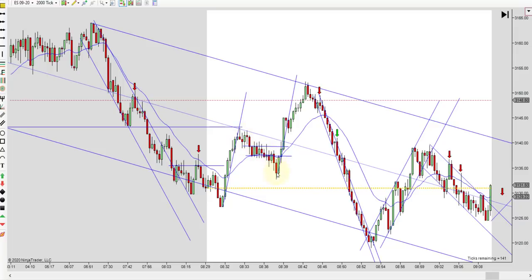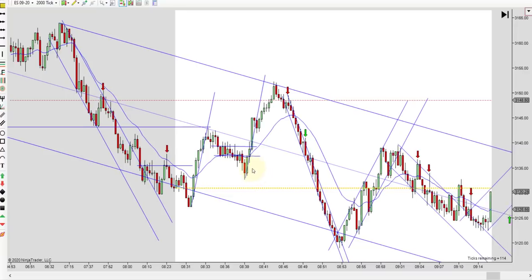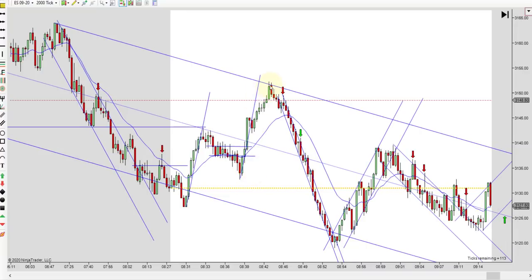Then it drops out of this little congestive area and reverses. But you don't get a setup there either. And it runs back up to the top, right where you would expect it to. Wait on the lower high to make sure it's all over. There it is, and look at it go.